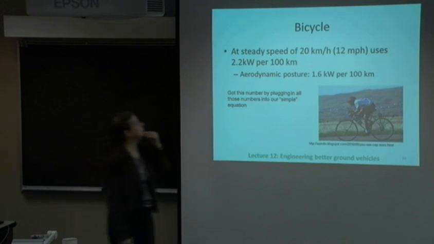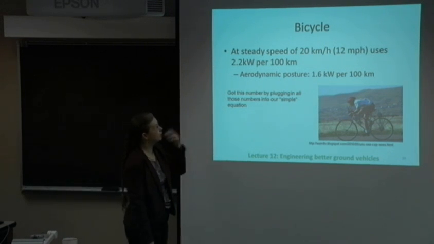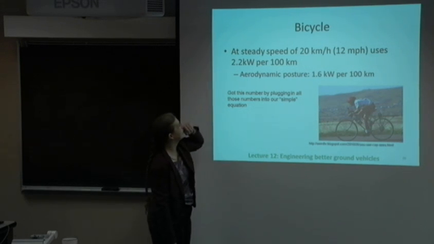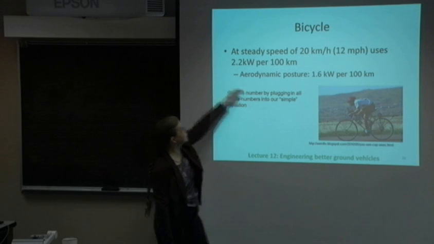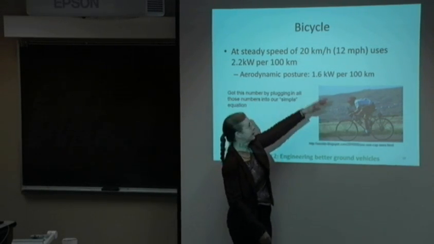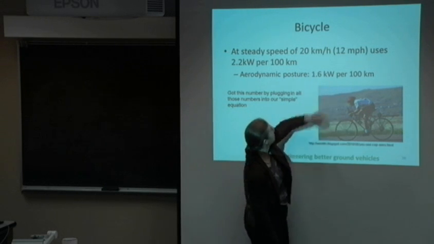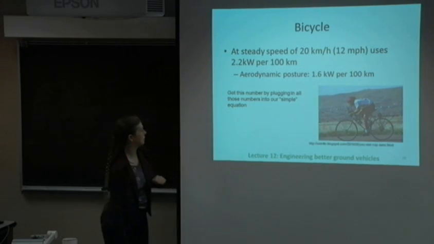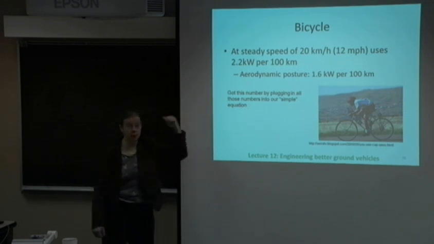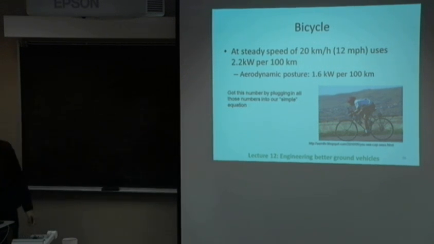Oh, we're back to bicycles again. At a steady speed of 20 kilometers per hour, that's 12 miles per hour, this bicycle uses 2.2 kilowatt hours per 100 kilometers. If it's an aerodynamic posture like this one, it's not me. When I'm on a bike, I'm yakking and I'm sitting up. But this guy, maybe it's 1.6 kilowatt hours per 100 kilometers. We got these numbers by plugging those into our simple equation, the one that we had.